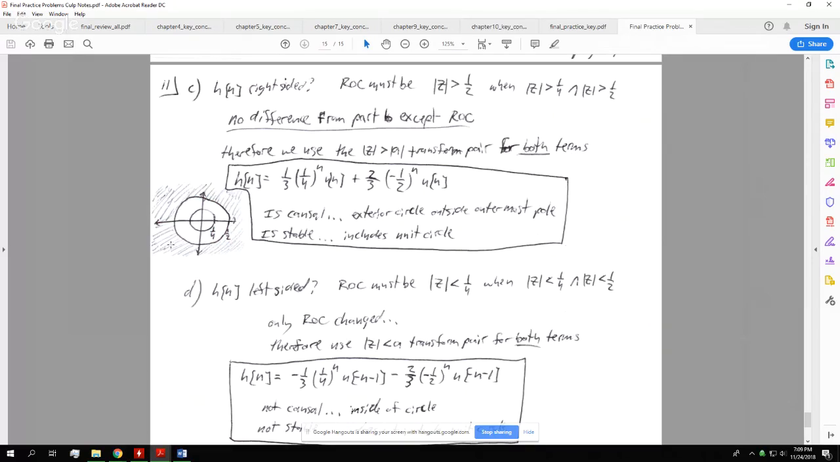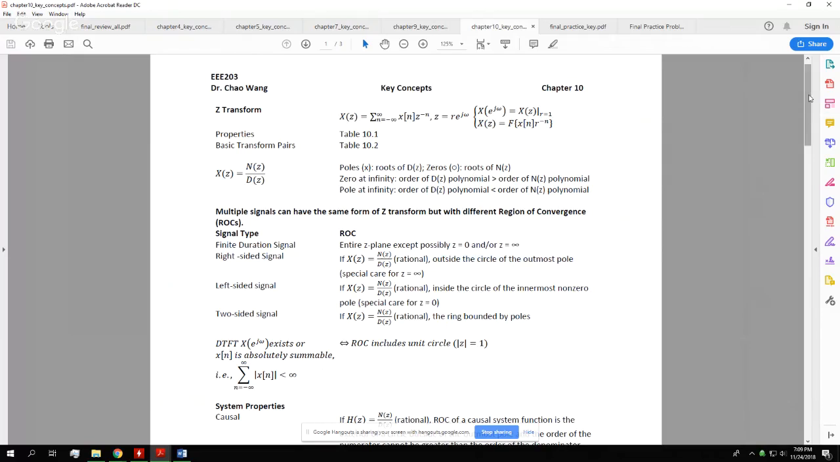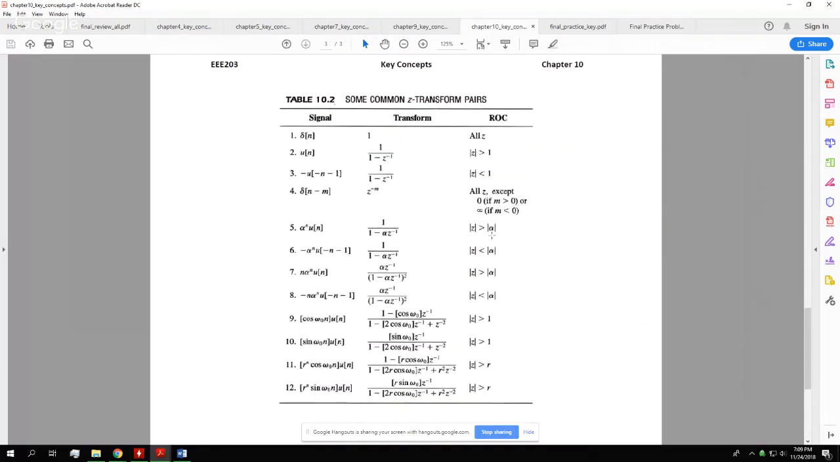And this is also the definition of a causal system. A causal system is the shading outside the rightmost pole, or the outside pole. So there's no difference except that the region of convergence is different. So this time, both terms will have a region of convergence that is greater than a half. So when I go to my transform pair table, I'm going to be using only that one term, z greater than my pole. I'm not going to have any terms that have this weird negative and this weird time shift in the unit step. Both terms will look like this.